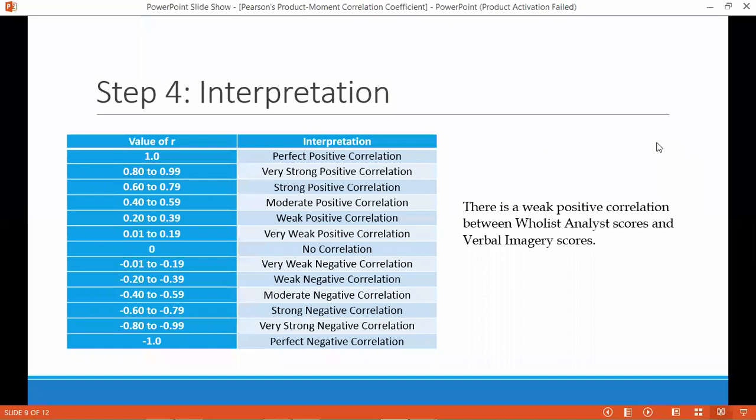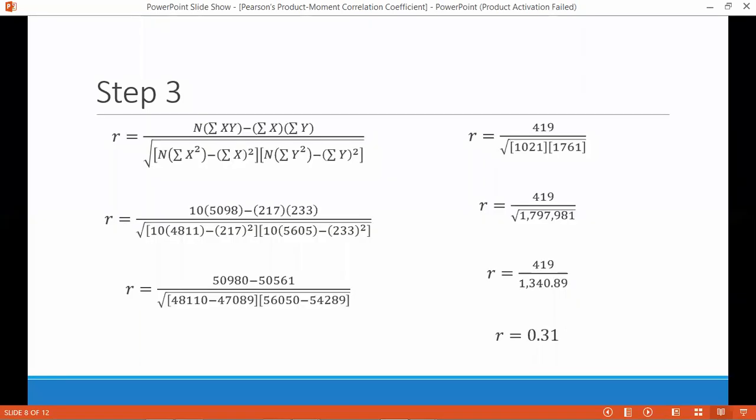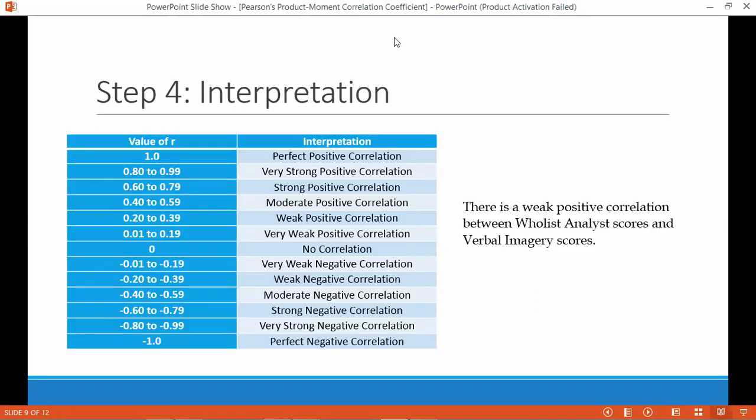Now, for the interpretation, since ang value sa R natin is 0.31 and 0.31 is here, kani siya na belong. Dira ang interval. And so for the interpretation, we say that there is a weak positive correlation. So weak positive correlation between the wholest analyst scores and the verbal imagery scores. That's the interpretation. Okay na siya.